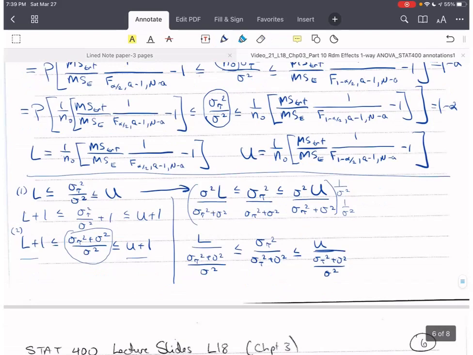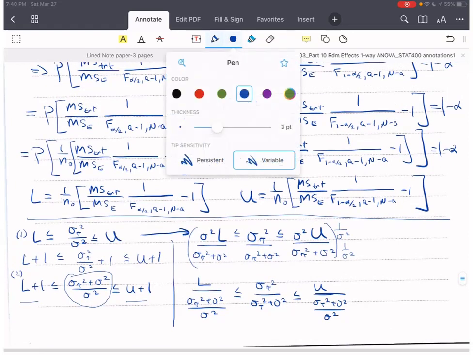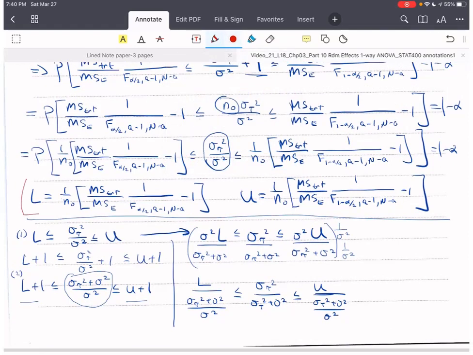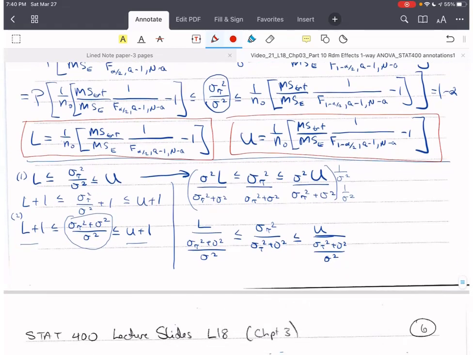And remember that, let me put a different color, L is this equation, and U is this equation. And so we have shown that sigma tau squared over sigma tau squared plus sigma squared is between L over L plus 1 and U over U plus 1. So that is our confidence interval that we're going to calculate for that intraclass correlation coefficient.